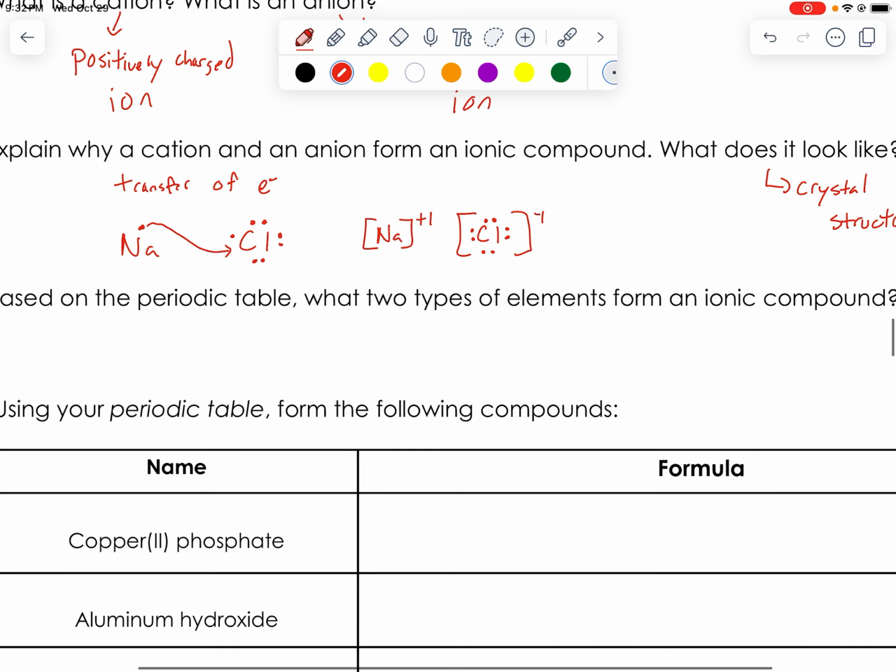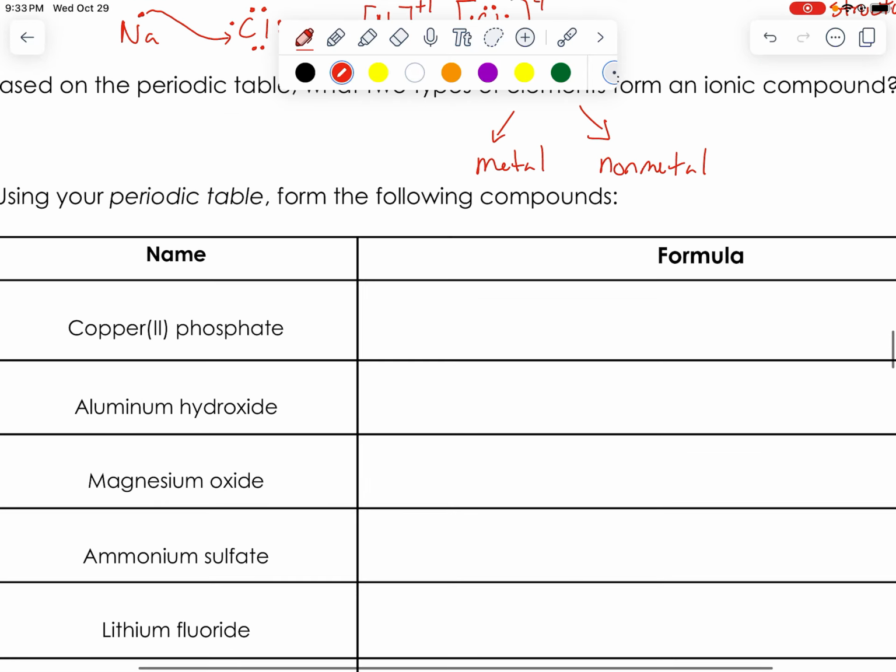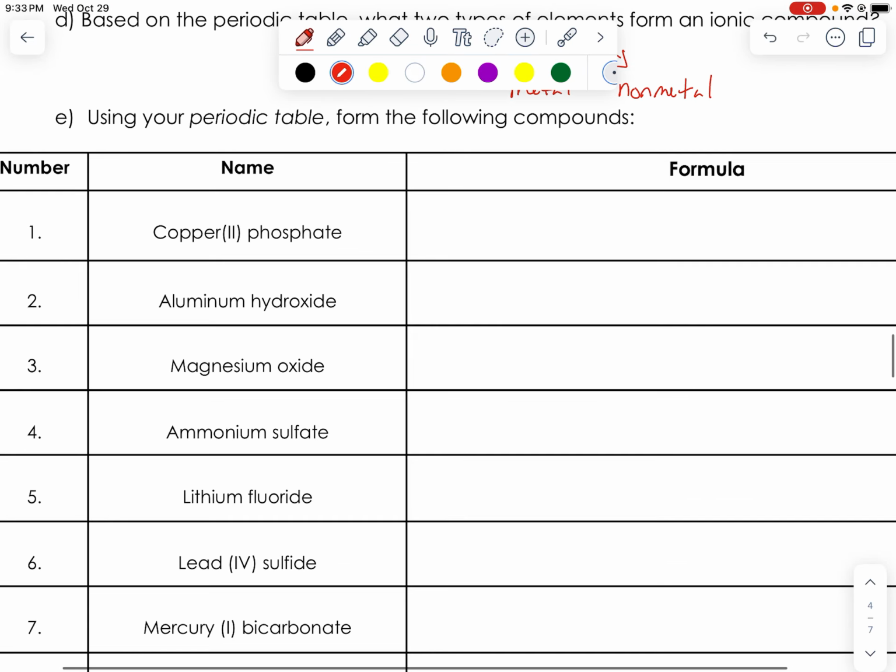And it says, based on the periodic table, what 2 elements form an ionic compound? Easy. It is a metal and a non-metal. These guys will form cation and anion. They'll be donating electrons, establishing opposite charges, and as I mentioned, getting stuck together. All right. Biggest thing with this is writing down formulas and or names given the opposite.